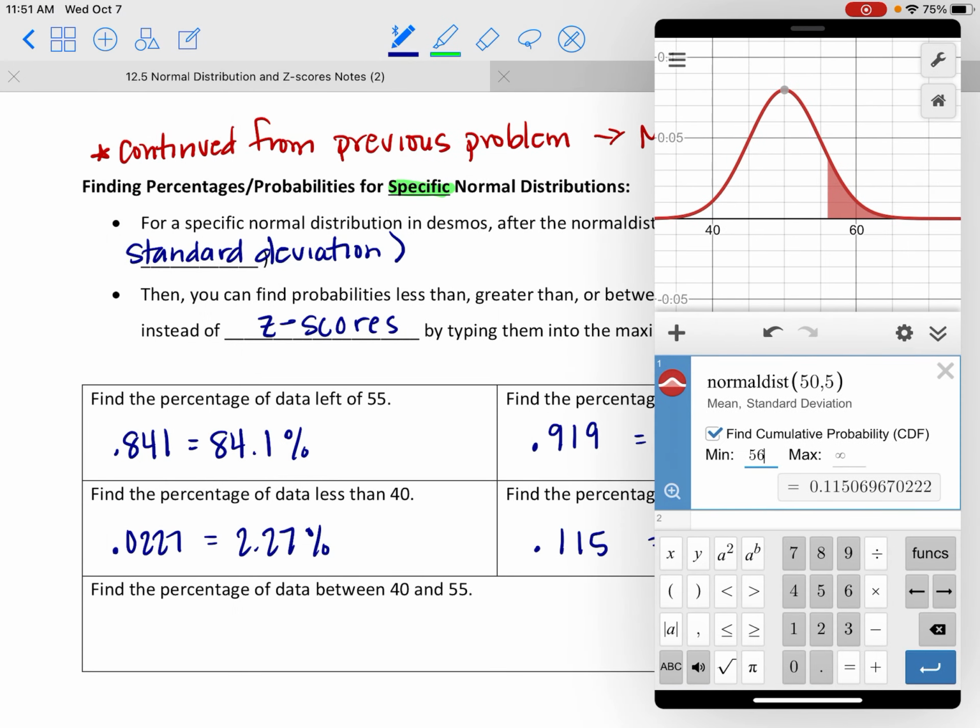And then again, if I wanted to go between, then I'm going to put my smaller number 40 and my larger number 55, and it'll show me that there's about 82% between those two numbers. So this is 0.81. Let's see, after the 8, the second 8 is a 5, so I'm going to make that 0.819. So 81.9% between those two marks.